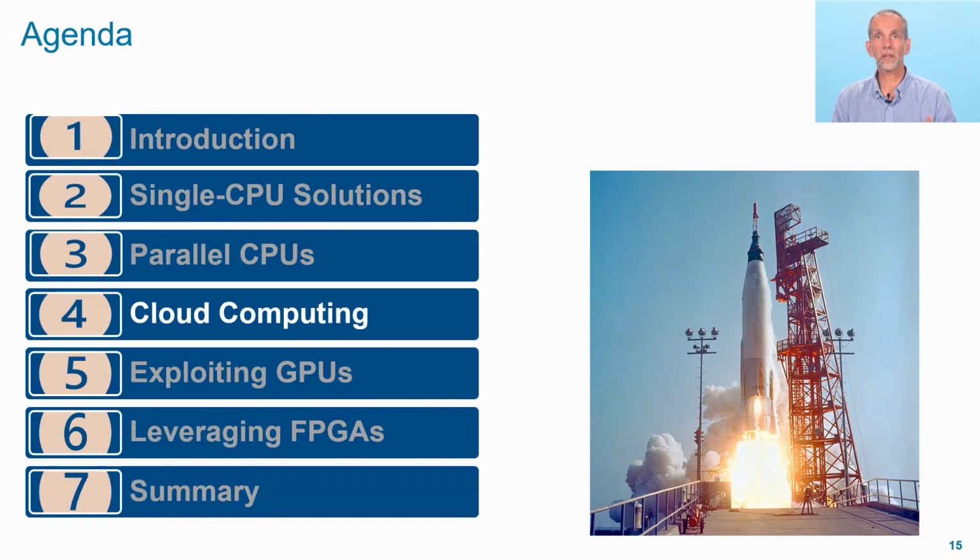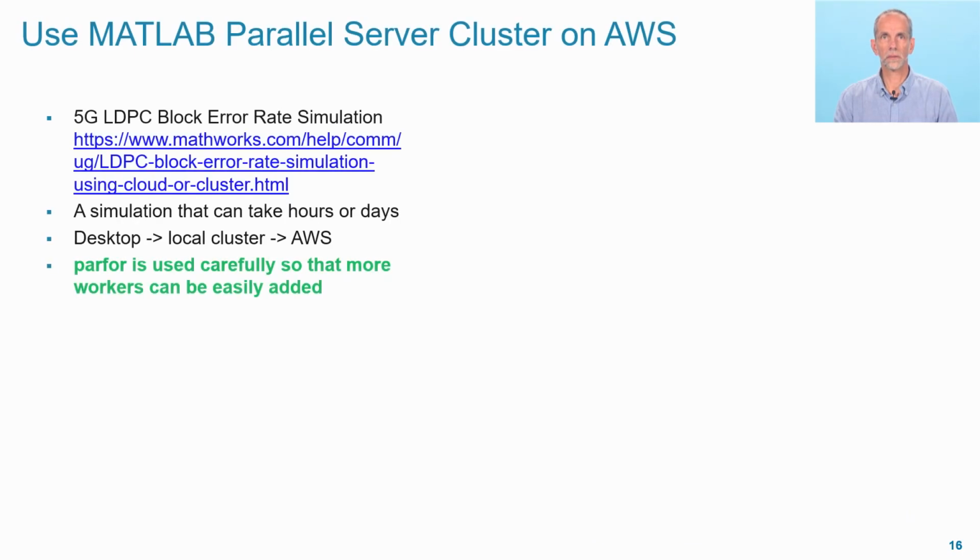All right, now let's talk about cloud computing. So one way to use the cloud is, again, for these BER, or in this case, block error rate simulations. So the link there that you see is a shipping example in Communications Toolbox on how to use a local CPU or an organizational local cluster or Amazon Web Services, AWS, to really radically speed up the simulation. And parfor is used once again so that you can add more workers.